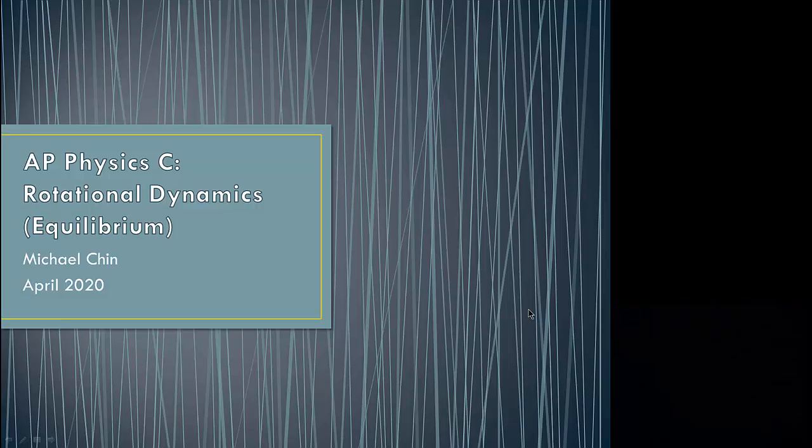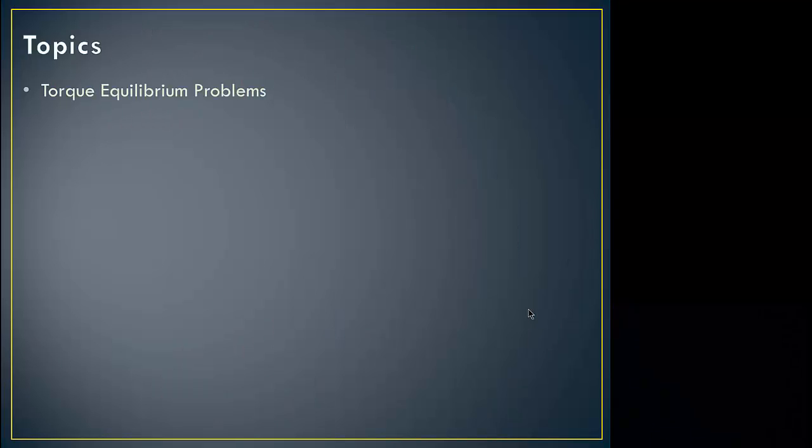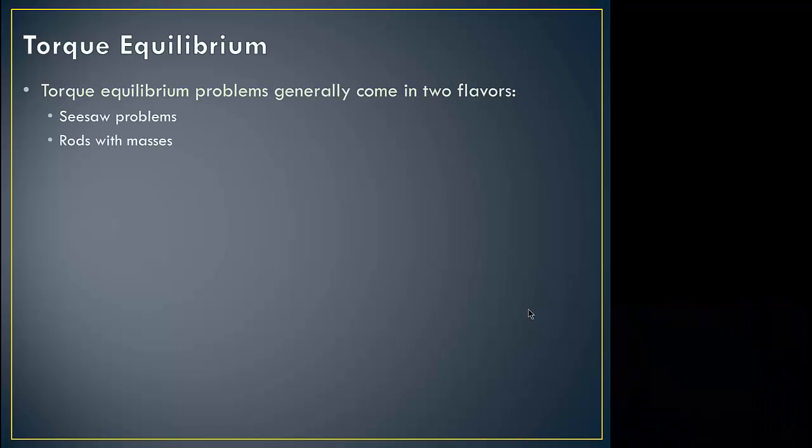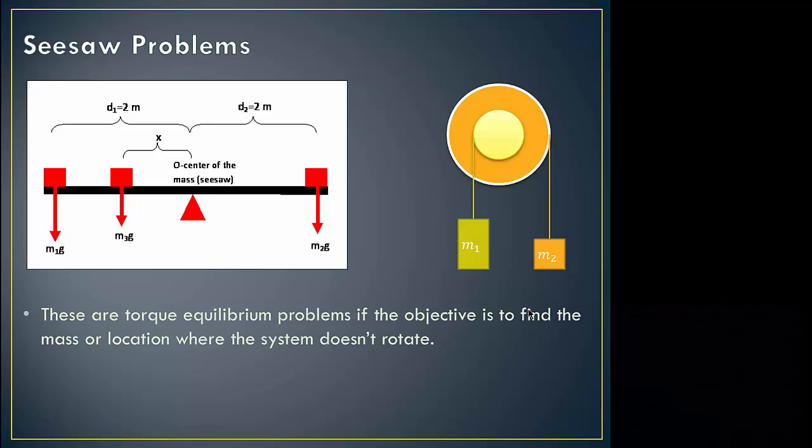So this video is on rotational dynamics, or situations where we're interested in finding equilibrium or where equilibrium starts to break down. This is a continuation of torque and analyzing the forces. Torque equilibrium problems pretty much come in one of two flavors. There are seesaw problems where you need to balance the forces on two sides. The other one I describe as rods with masses. They don't rotate, but you need to figure out what the various forces are.